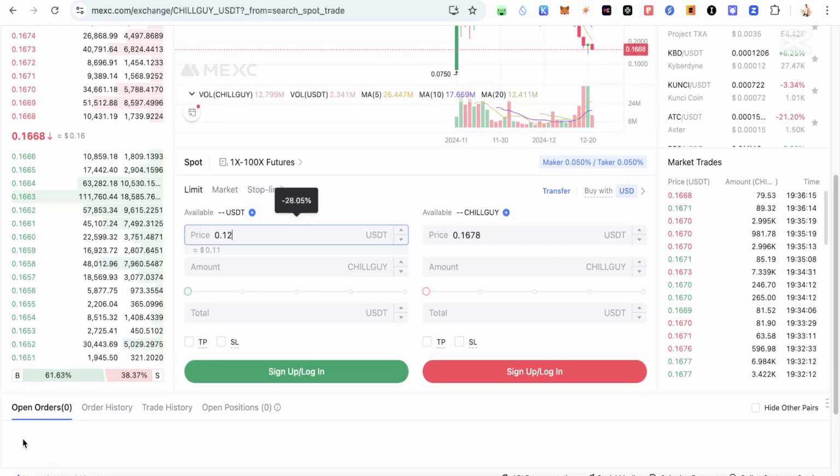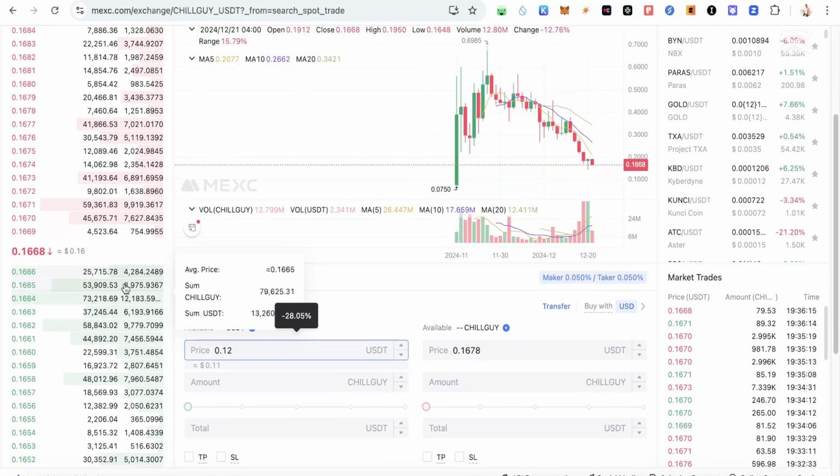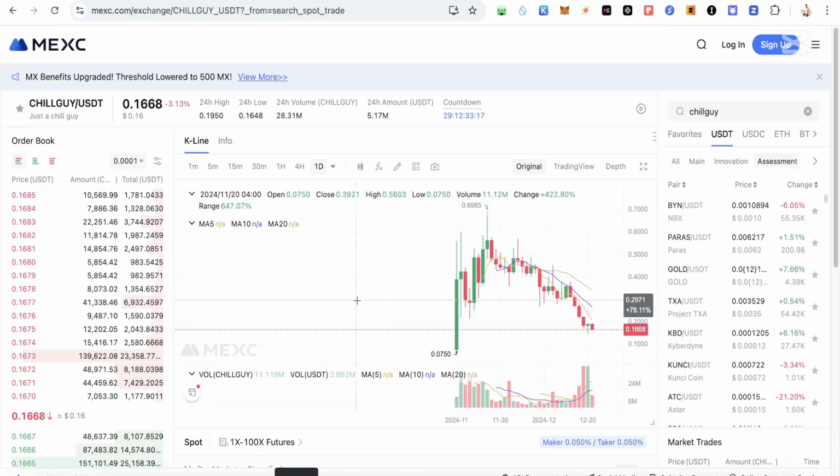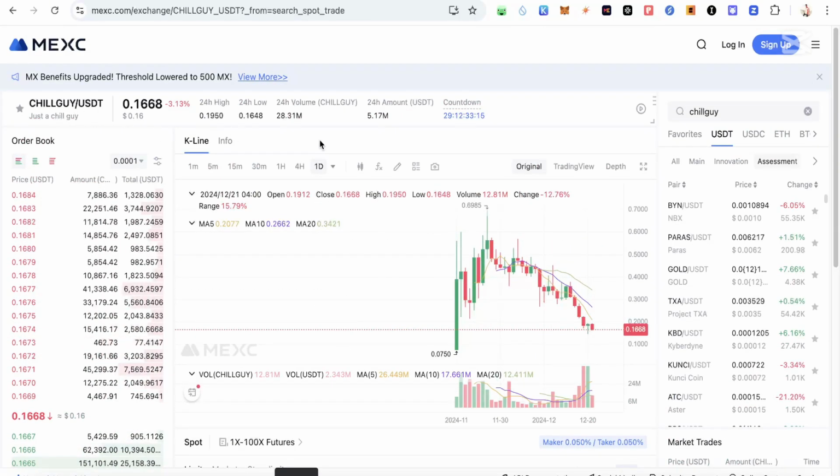Then this order would be showing in the open orders over here, and as soon as the price of Chillguy falls down to 0.12 level, then your order would be executed, and then you would be getting this meme coin in your Mexc Global spot account. So this was with regards to buying on a centralized exchange.